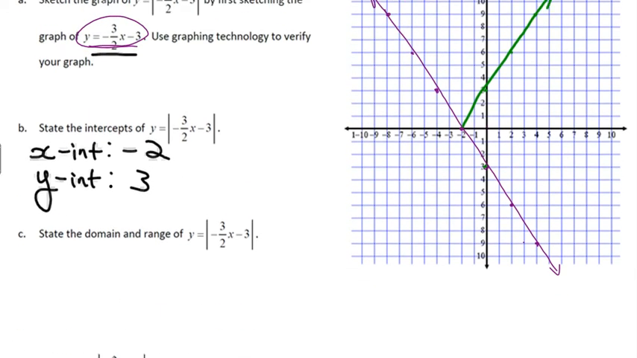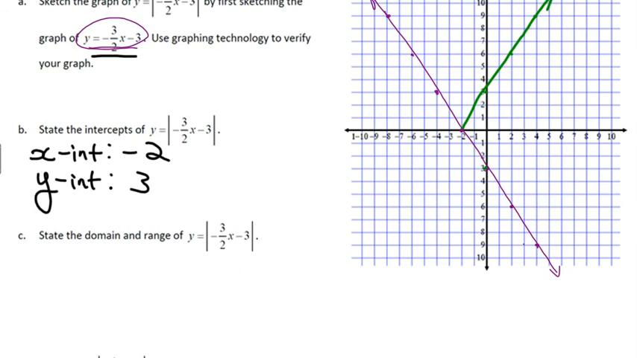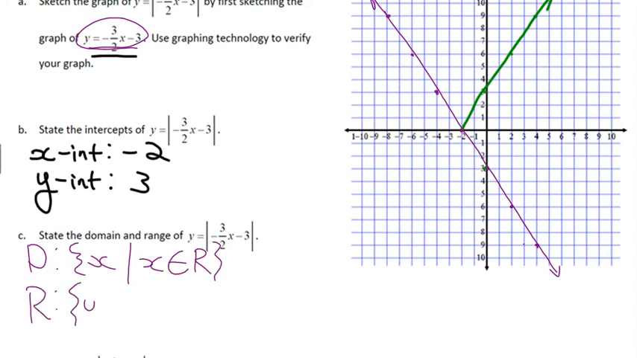State the domain and range. All right, let's keep this up where we can see it. So what's the domain? Set of all x. Any restrictions on the x values? There are none, right? So it's just x belongs to the reals, the set of all x such that x belongs to the real numbers. Range, the set of all y such that, what can we say about y? Greater than or equal to 0, right?